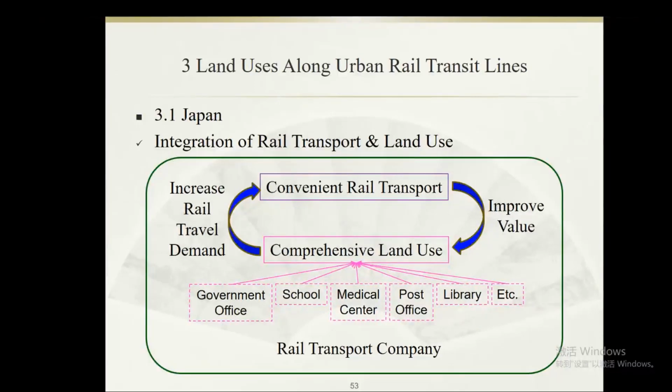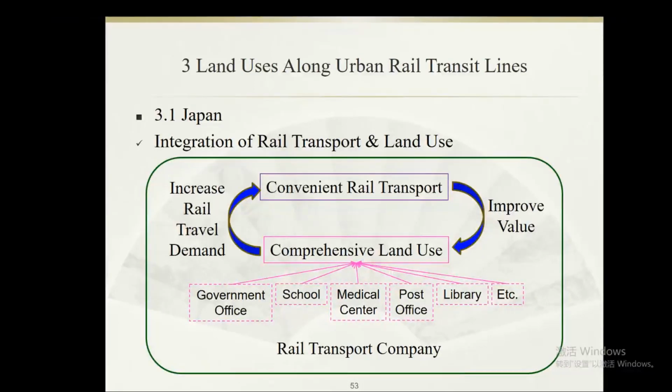In our old option, the railway company is only responsible for the transport of passengers. This is wrong. The railway company can also invest in the land use. For example, the real estate. For example, the supermarket. For example, the hotels around the station. Okay? To earn the money along the railway lines. Okay.